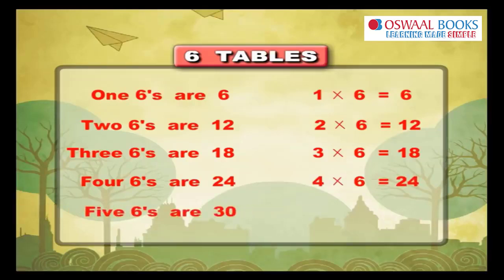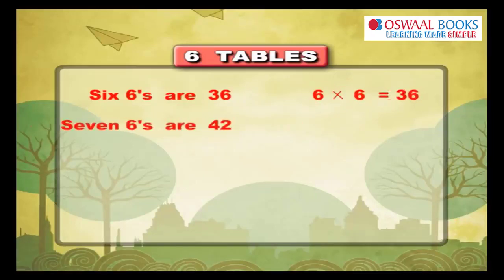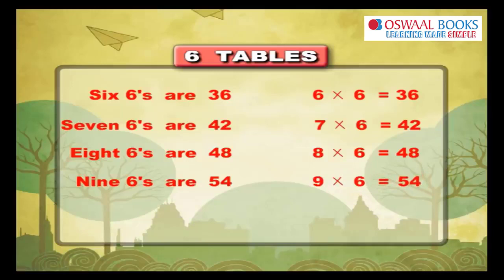5 sixes are 30. 5 into 6 is equal to 30. 6 sixes are 36. 6 into 6 is equal to 36. 7 sixes are 42. 7 into 6 is equal to 42. 8 sixes are 48. 8 into 6 is equal to 48. 9 sixes are 54. 9 into 6 is equal to 54. 10 sixes are 60. 10 into 6 is equal to 60.